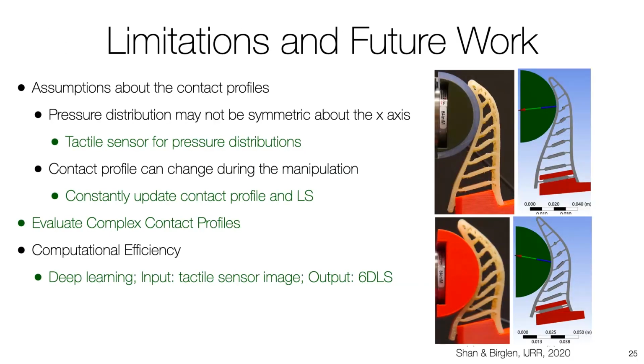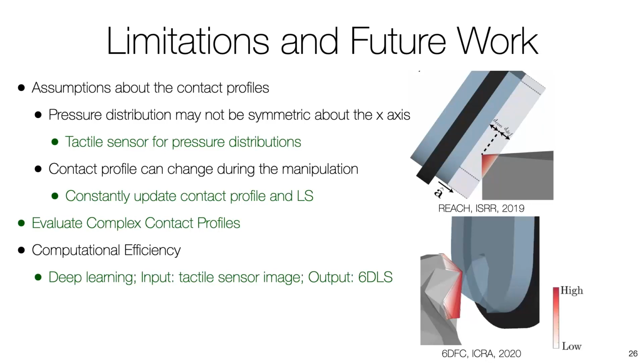We now discuss the limitations of this work with future work marked in green. The power law pressure distribution is based on the assumption that the pressure is symmetric about the object center, but the FEM simulation results on the right show that this may not be true. Furthermore, the contact profile can change during the manipulation. One way to address these two limitations is to measure the contact profile by using a deformable tactile sensor and constantly update the profile and the limit surface during the manipulation.